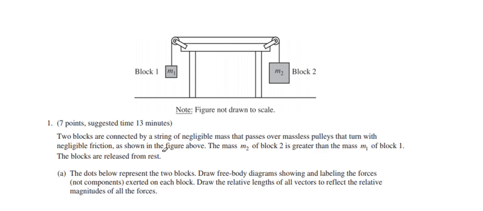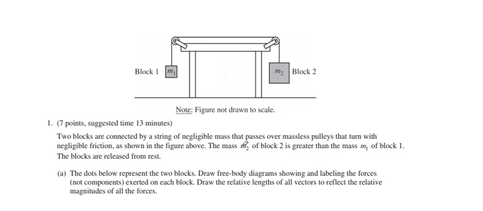Two blocks are connected by a string of negligible mass, so it holds them together. It makes them a system, but it doesn't really count for anything except making them a system. That passes over massless pulleys that turn with negligible friction. So it's pretty much like those aren't there. Like the string's not getting tangled or stuck or having to move a really heavy weight as it turns. And this is shown in the figure above.